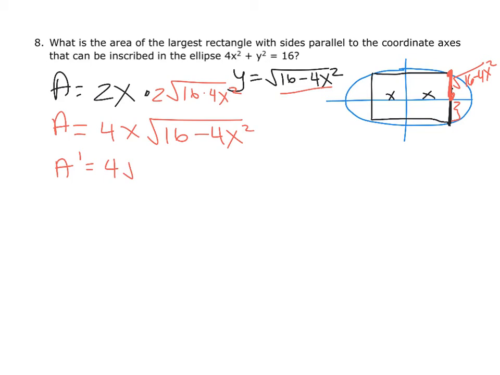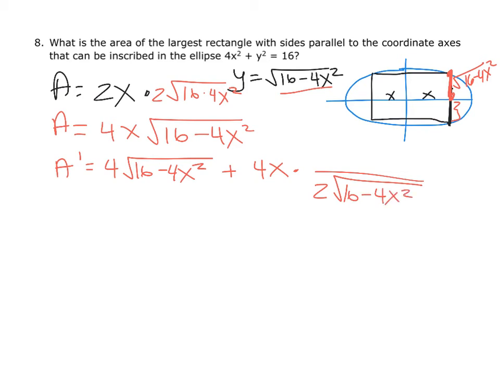Derivative of the first times the second. The first derivative of the square root, 2 times the square root. Derivative of the inside goes on top, negative 8x. So, set it equal to 0.